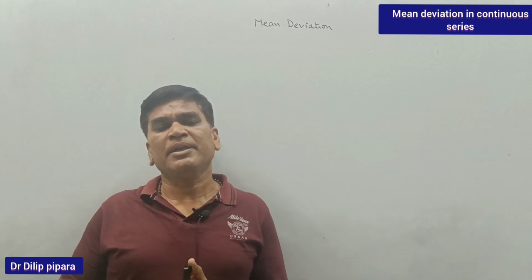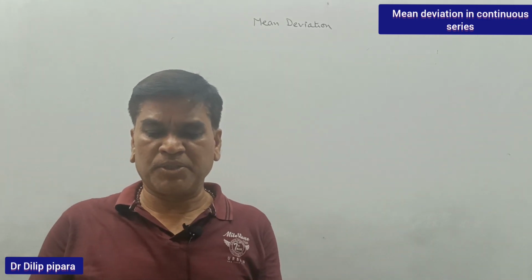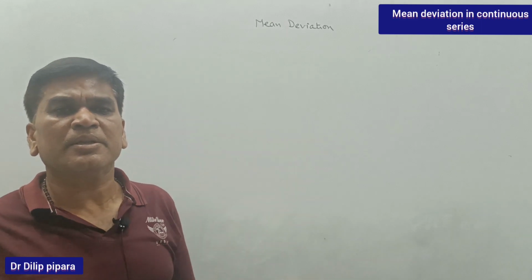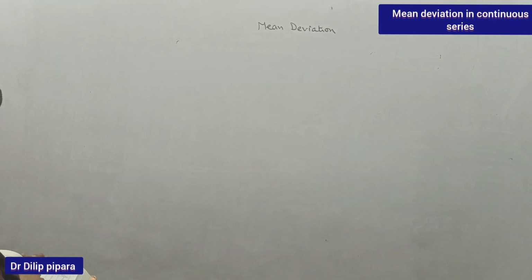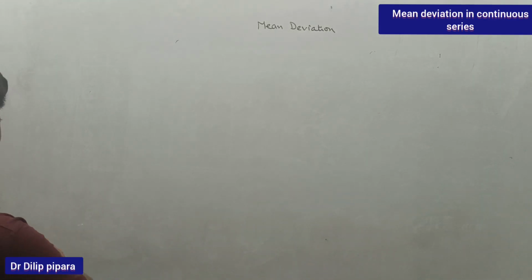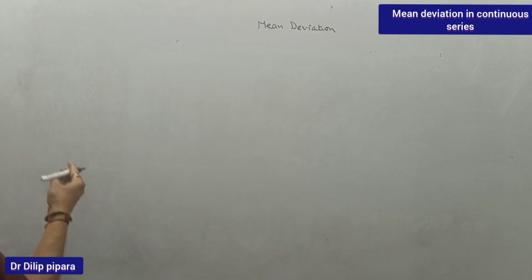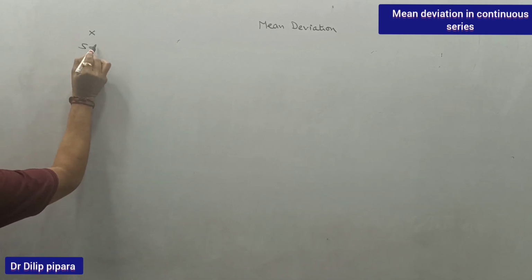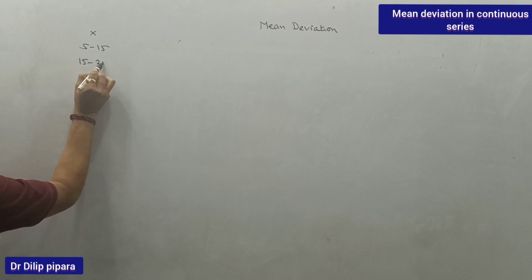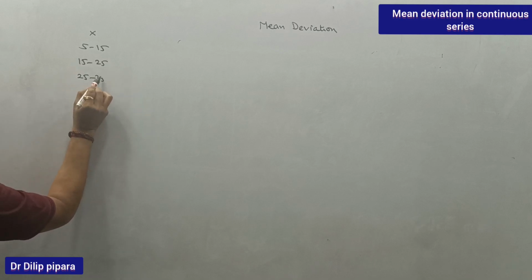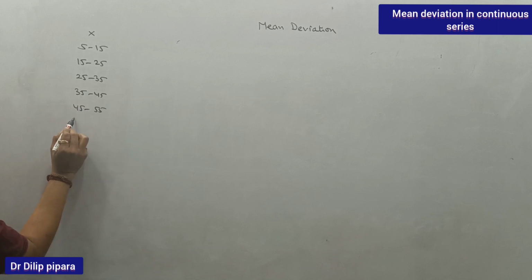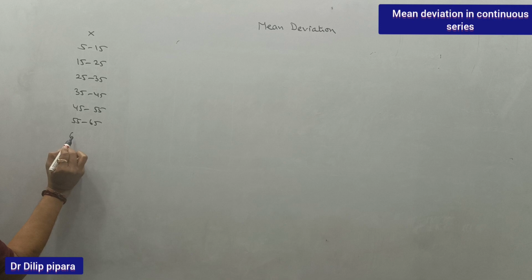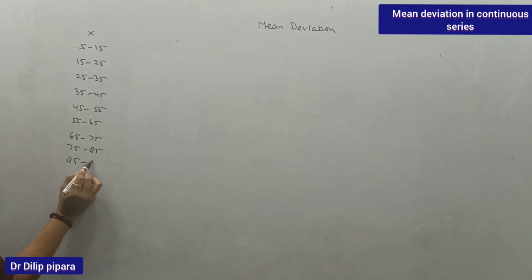So I have here one question of the continuous series to solve for mean deviation. The class intervals given are 5 to 15, 15 to 25, 25 to 35, 35 to 45, 45 to 55, 55 to 65, 65 to 75, 75 to 85, and the last one 85 to 95.